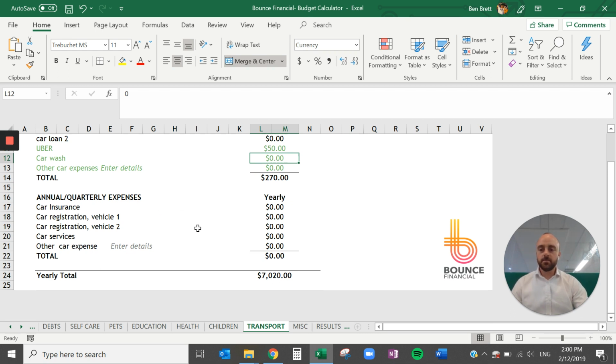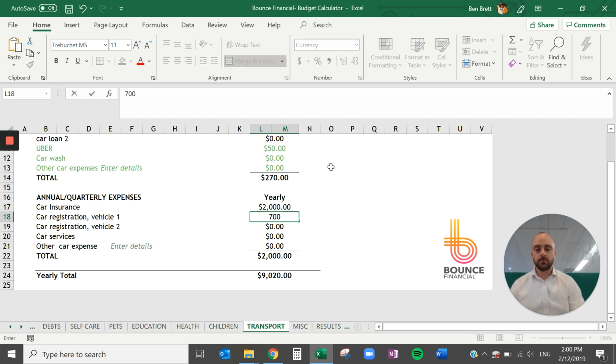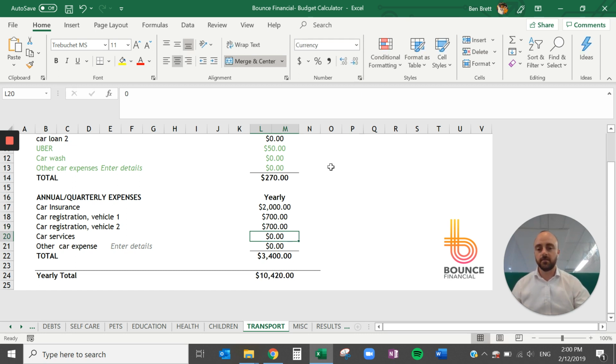Moving on to annual expenses, so car insurance. Again, if you have 1 car or 2 cars, that's going to move the dial. Let's assume they have 2 cars and it's $1,000 each. Registration, usually about $700 in Queensland. I think it's like $770 or something now, depending on the type of car you have. And then car services, again, let's assume they're $1,000 each.